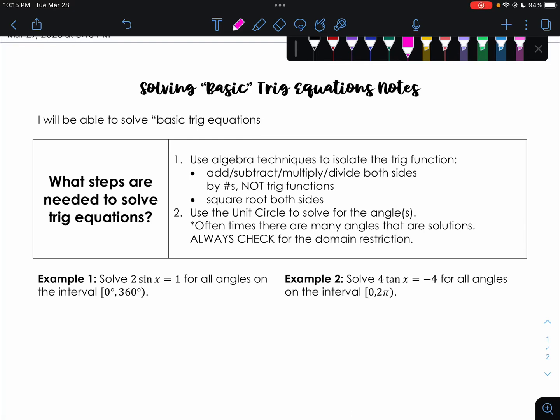Hi everyone, in this video we're going to talk about solving basic trig equations. By the end of this video you should be able to solve the basic trig equations. What steps do we need to solve these trig equations?